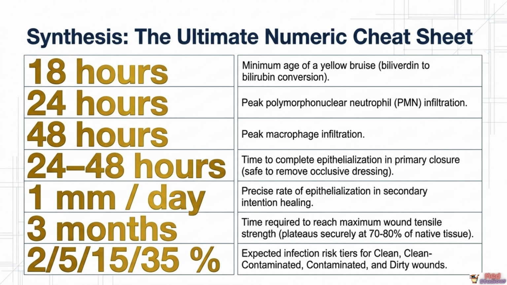3 months, the time to reach maximum wound tensile strength. This plateau represents the end of the remodeling phase. 70 to 80%, the maximum tensile strength a healed wound ever achieves relative to native uninjured tissue, never 100%. The wound classification infection risks: 2% for clean, 5% for clean contaminated, 15% for contaminated, and 35% for dirty or infected. Print this list. Recite it. These numbers are the difference between a good score and an outstanding one.